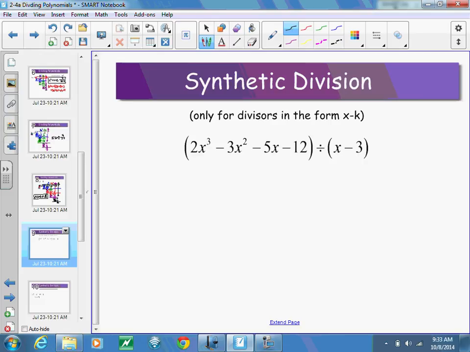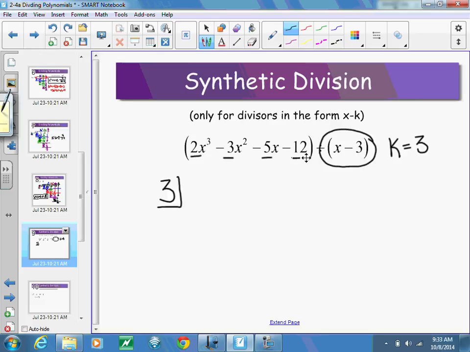So synthetic division, how this works is you start with this little backwards L, and inside that L is going to be the value of k. It's what you are dividing by here. And this is x minus 3, which allows for k to be a positive 3. So we're going to put a 3 here. Next, we're going to take all of the coefficients of what we're dividing here. So we're going to take 2, negative 3, negative 5, and negative 12. And I'm going to draw a little horizontal line down here at the bottom, and here's how synthetic division works.